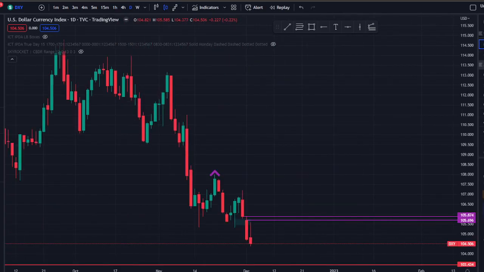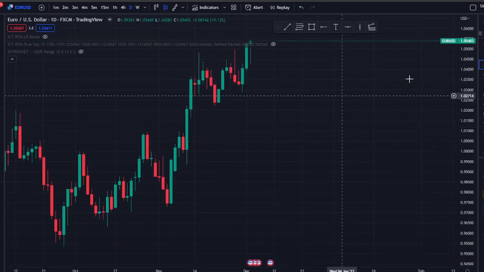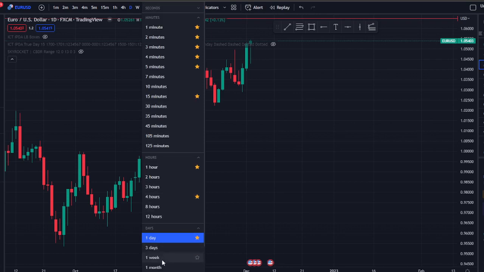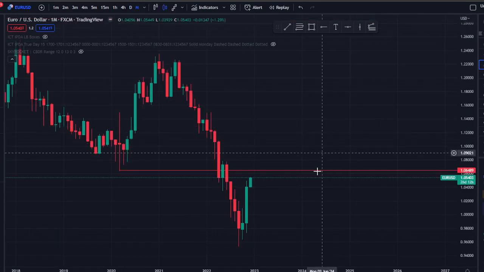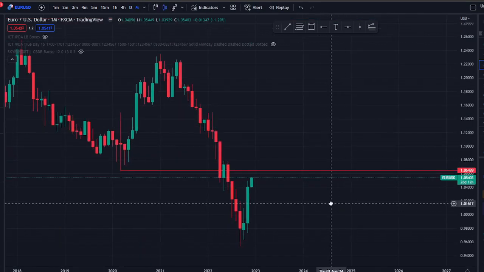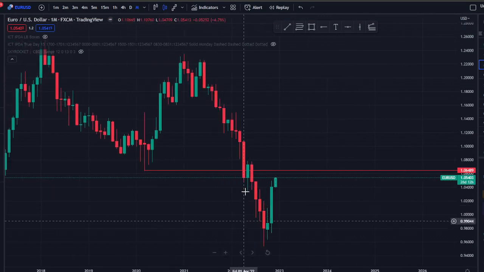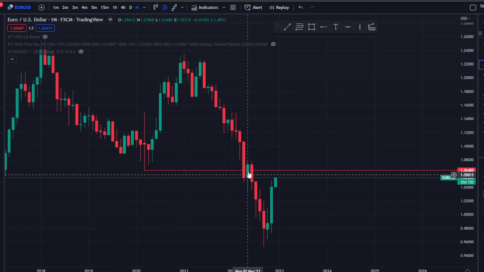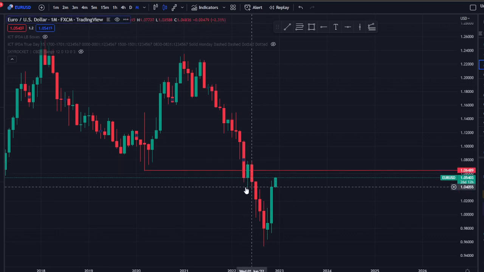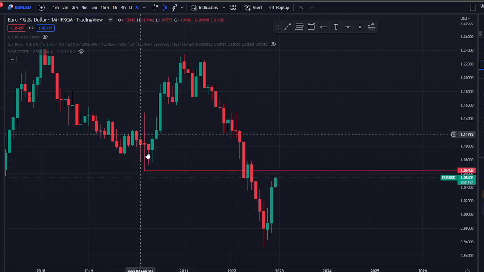Now let's take a look at the dollar. No, not the dollar. EU. There it is. What do you see? Not a lot going on here, but it's clear. Bearish order block here on the monthly. Then we have the old low here.